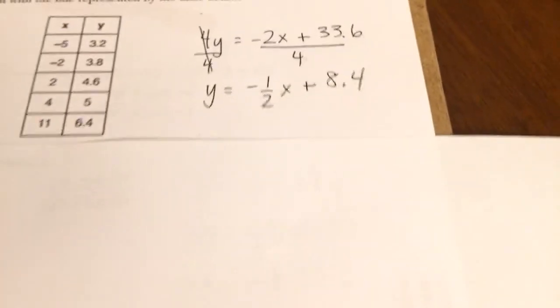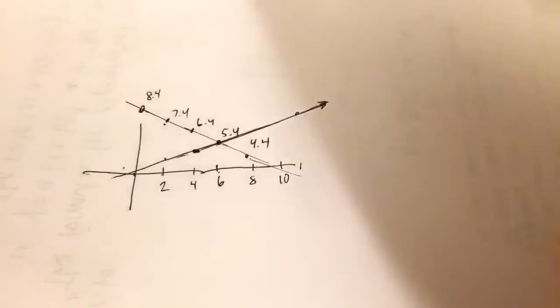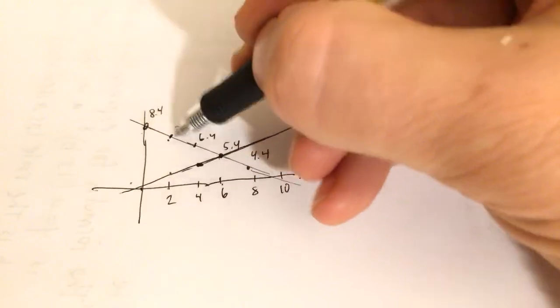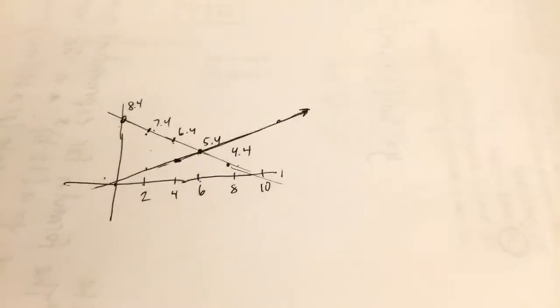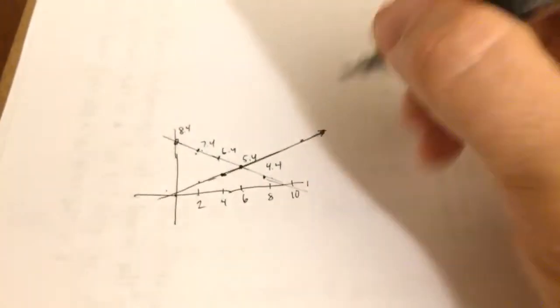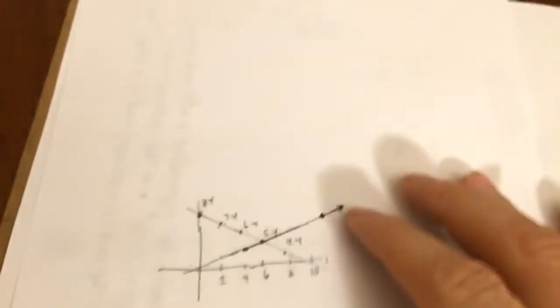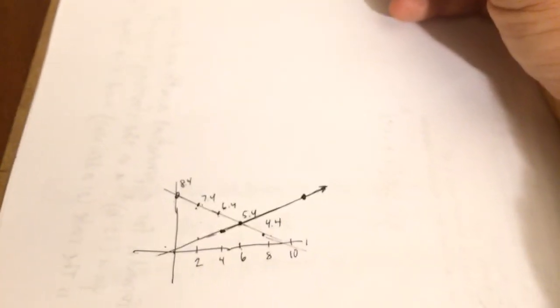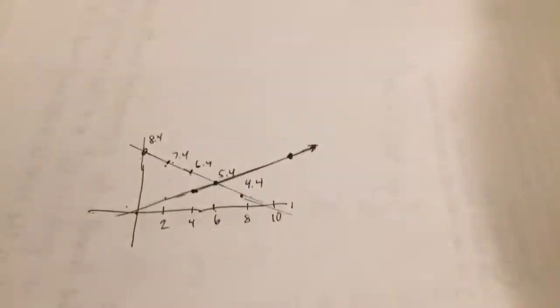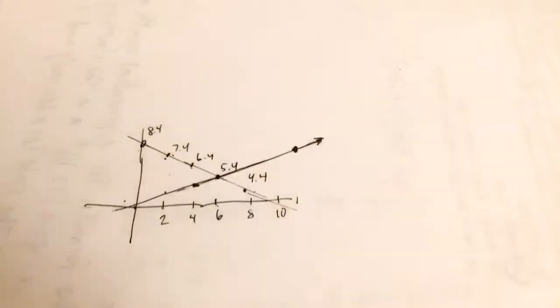If you think about it in terms of the graph, the equation was negative 1/2 x plus 8.4. So I graph that line by starting at my y-intercept of 8.4, going down 1 over 2, down 1 over 2, down 1 over 2. Now, this sketch is a sketch of these points in this graph. The point 5.4 is not on this table, but when you look at it from this perspective, it looks like it intersects at 5.4. I suggest using graph paper for a better look.